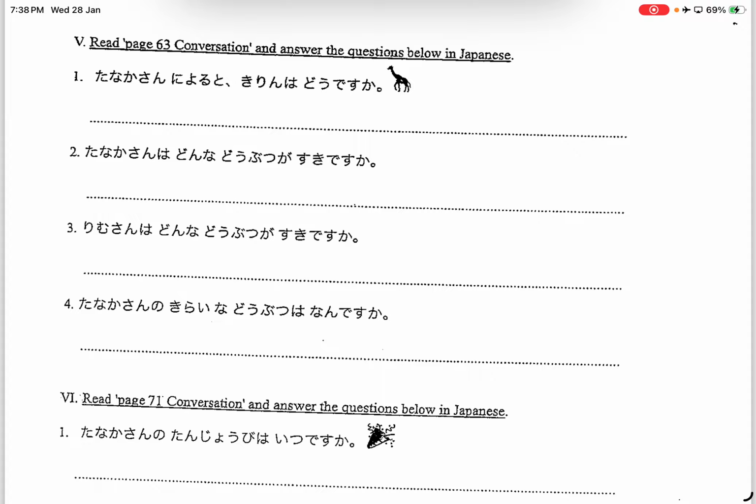We have this grammar called ni yoru to. Okay, it's higher level grammar, but just ignore it. This one very complicated. It just basically means according to. So according to Tanaka-san, Kirin wa dou desu ka?